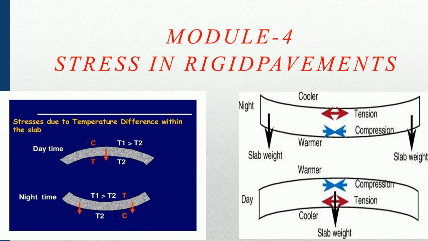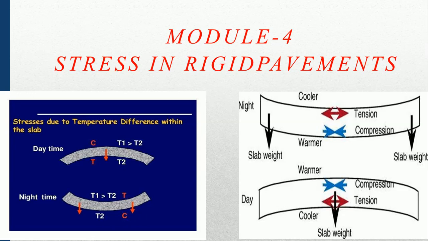So in today's class, let me start with the fourth module, that is stresses in the rigid pavement. Up to the third module, we have discussed the types of flexible pavement, the design factors that have been considered for flexible pavement, and the design of flexible pavement by different methods, McLeod's method and the triaxial method, and the failures and maintenance of the rigid pavements and flexible pavement.